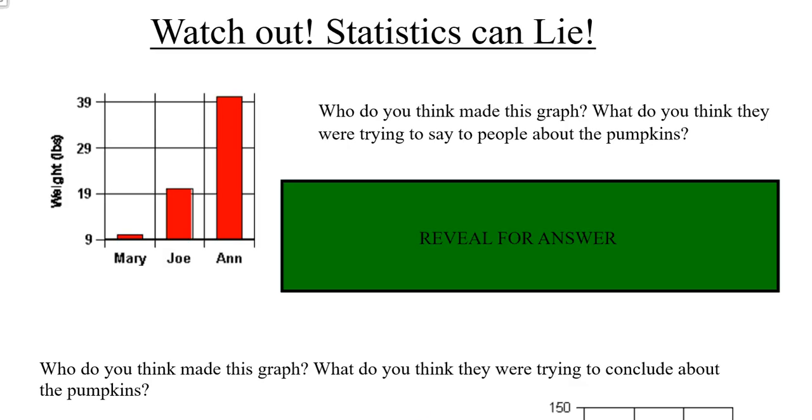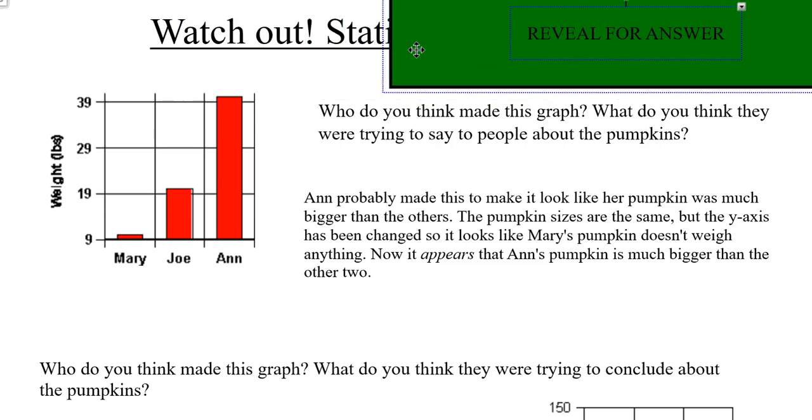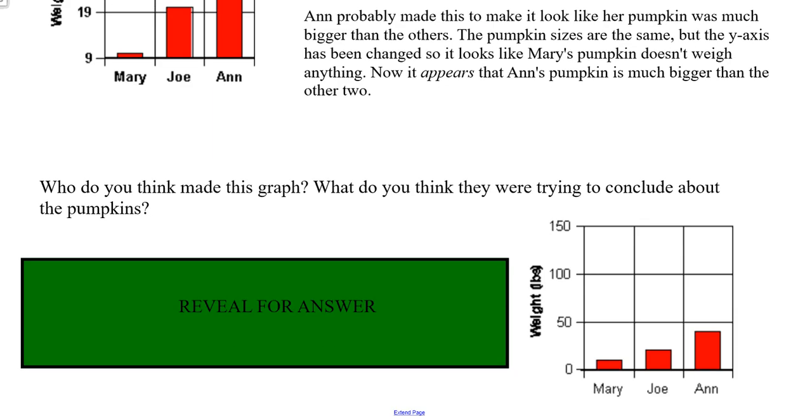We know that it's bigger, but is it that much bigger? Look at the size of those bars. By choosing a scale that does not start at 0, it makes it look like Anne's pumpkin weighs way more than Mary's. That's not the case.